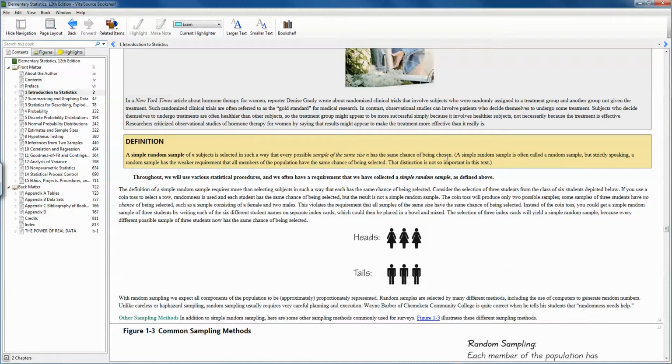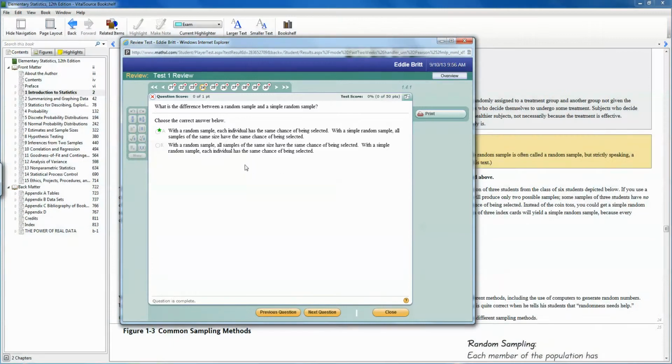So if you're picking 5 out of a classroom, you need to maybe put all, say, 30 people's names in a hat and then draw out 5 and then put those back in and then draw out 5, so that everybody would have the same chance of being selected. Alright, let's see what the choices are. Of course we see the right one, but let's see what the choices are. With a random sample, each individual has the same chance of being selected. Well, that's correct. With a simple random sample, all samples of the same size have the same chance of being selected. It's also correct.